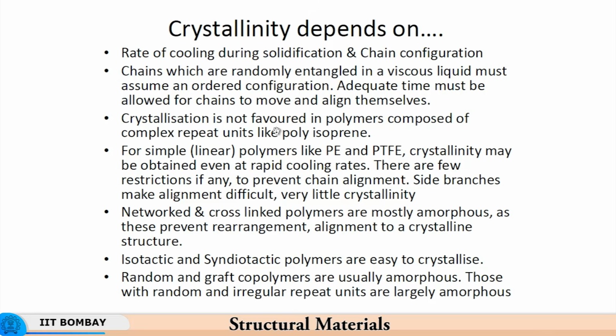Networked and cross-linked polymers are mostly amorphous, because they prevent rearrangements. Once they are cross-linked, there is no possibility of any kind of movement. So the cross-linked polymers do not form any kind of regular arrangement of atoms, but the chains are cross-linked, and therefore they derive their strength from the cross-linking of these polymeric chains. So the alignment to the crystal structure is much smaller in case of networked and cross-linked polymers.